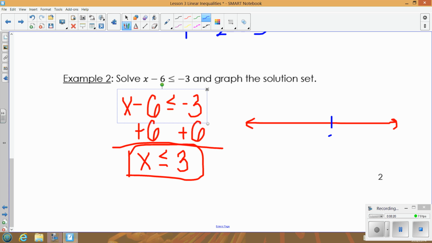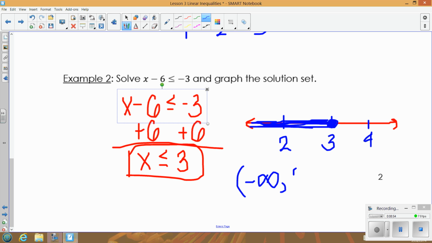So we have 3. And for this one, we're going to have a solid circle because it's less than or equal to. My arrow is pointing to the left, or also think of it this way: if x is less than or equal to 3, what numbers satisfy that inequality? Well, 2 satisfies that inequality. It's less than 3. 1 does. Anything less than 3, so it's going to be to the left of it. Interval notation, negative infinity to 3, and you can include 3, so it's going to be a hard bracket.